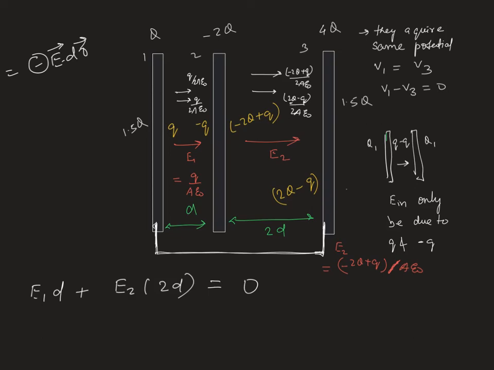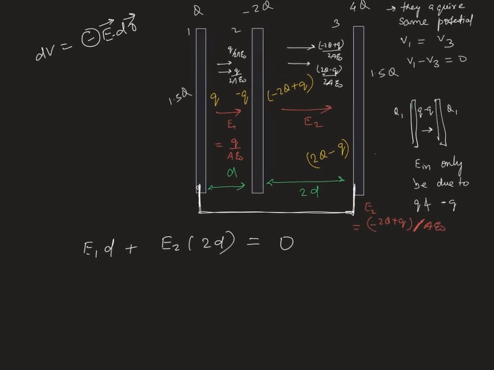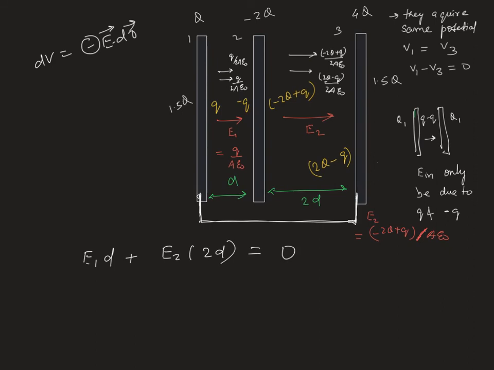Now I know what is the value of E1. It's written right here. So the value of E1 is q by A epsilon naught into D, plus the value of E2, it's written right here. So the value of E2 is going to be minus 2q plus q upon A epsilon naught into 2D equals to 0. And you can see there are some common things that can get cancelled out, that is D by A epsilon naught gets cancelled out, and what do you get?